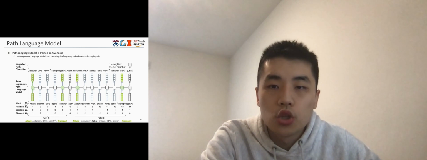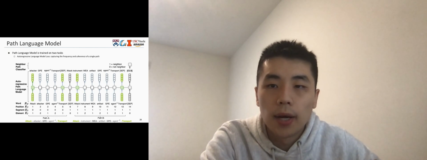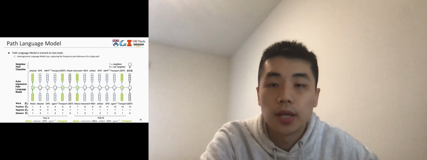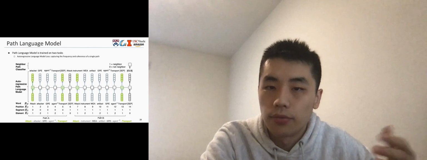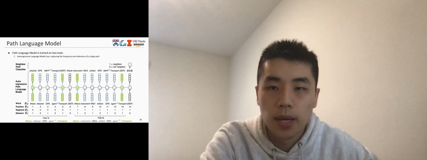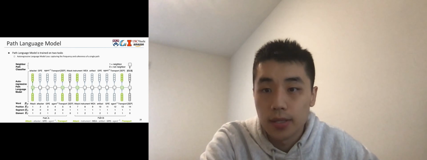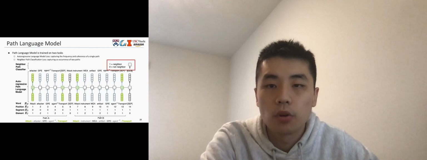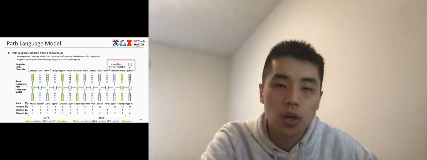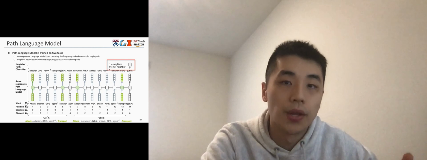So here is how they train the path language model. The approach is actually very straightforward. You can concatenate multiple paths together, treat it as a natural language sentence, and feed it to the model to model the coherence of those paths. One thing worth mentioning is that to capture the co-occurrence information of 2 paths, they also introduce an additional neighbor path classification loss to help the model to know such kind of knowledge.